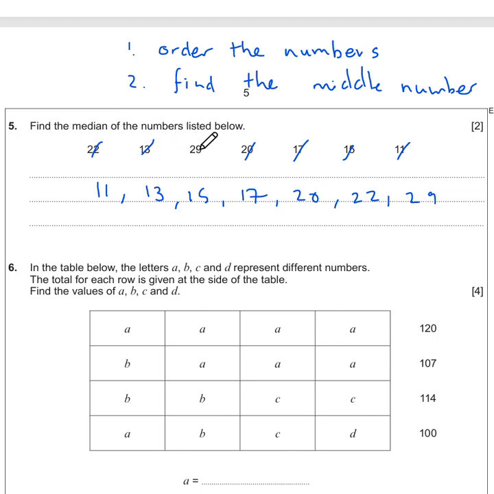So 1, 2, 3, 4, 5, 6, 7. 1, 2, 3, 4, 5, 6, 7. Okay, so it looks all right so far. Let's find the center one. So we're going to cross off one from either end until I get to the center number. So my median in this case is going to be 17.